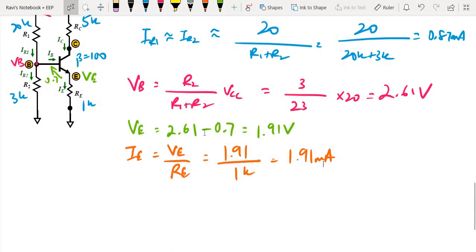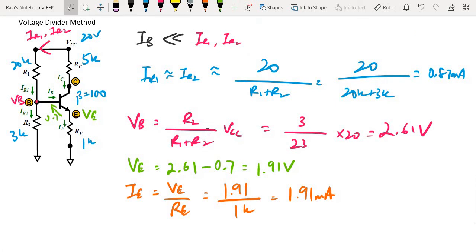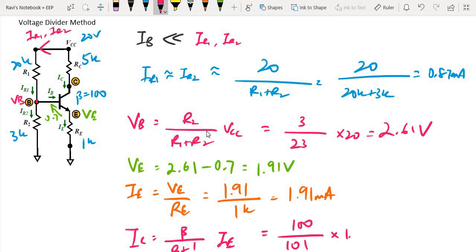Alright, now what is the next step? If I know IE, I can find IC. So I can say that IC is equal to beta over beta plus 1 of IE. You can look back at the formulas that we went through just now. That is equivalent to 100 over 101 times 1.91 milliampere, which is equal to 1.89 milliampere.